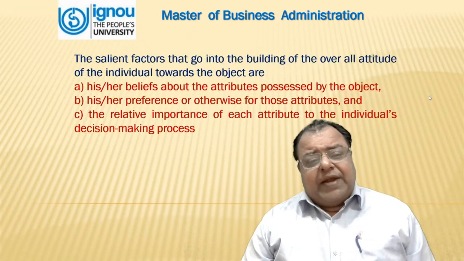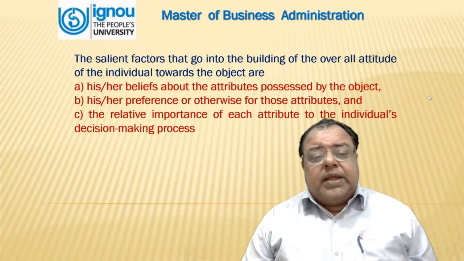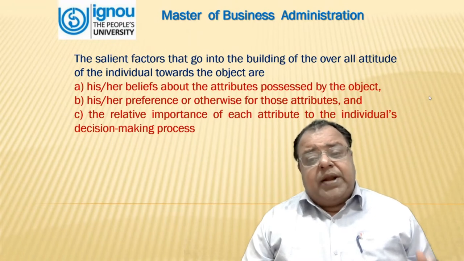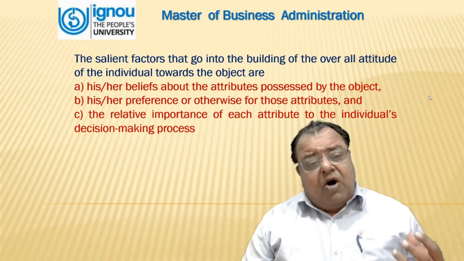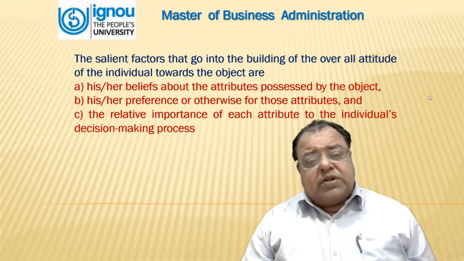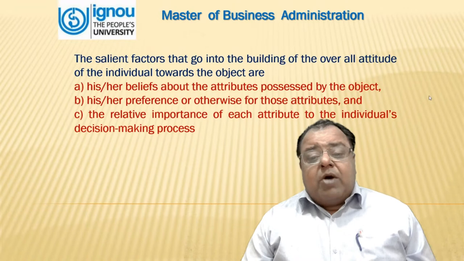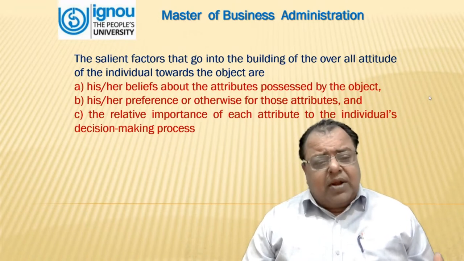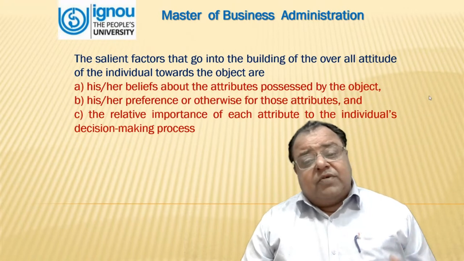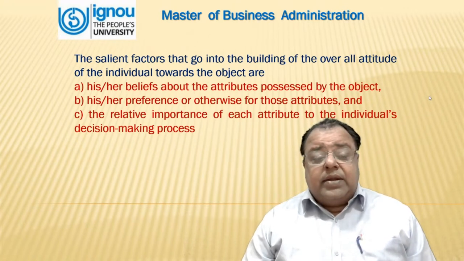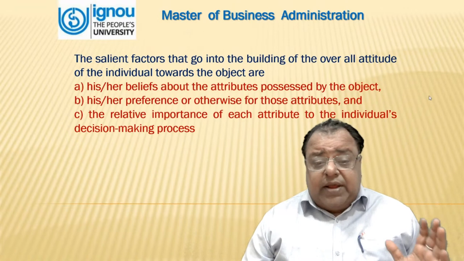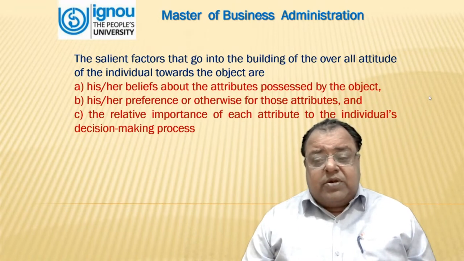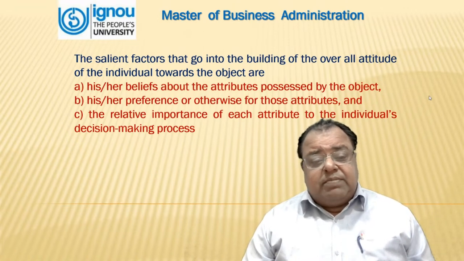The salient factors that go into the building of an overall attitude of the individual towards the object are his or her belief about the attributes possessed by the object, his or her preference or otherwise for those attributes, and the relative importance of each attribute to the individual's decision-making process.